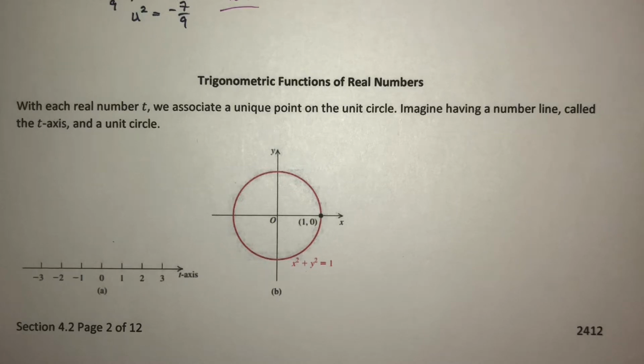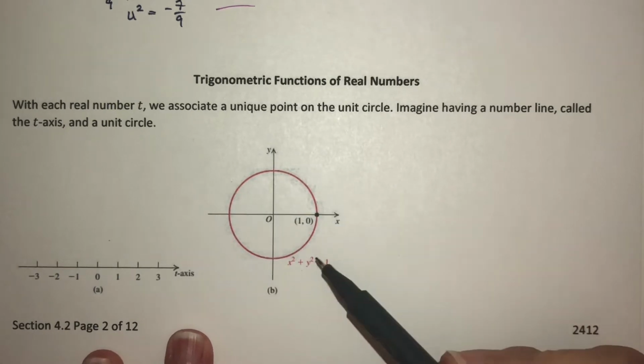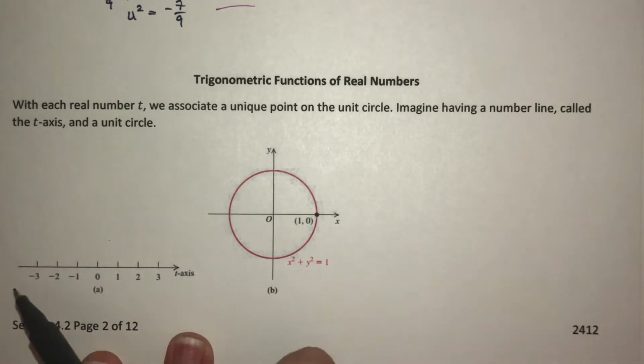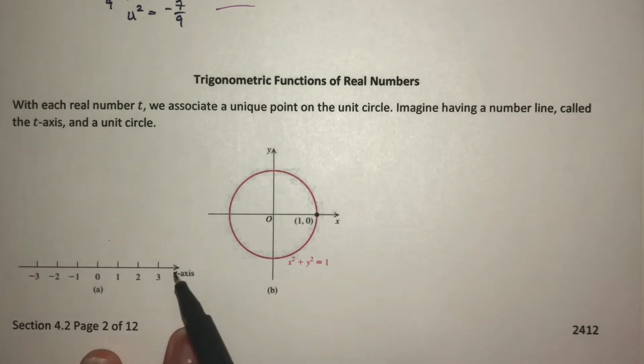This is part 2 of section 4.2. Now we're going to start talking about the actual trig functions of real numbers. So we have here an image of the unit circle, and I have a number line right here, and we're going to call this the t-axis.